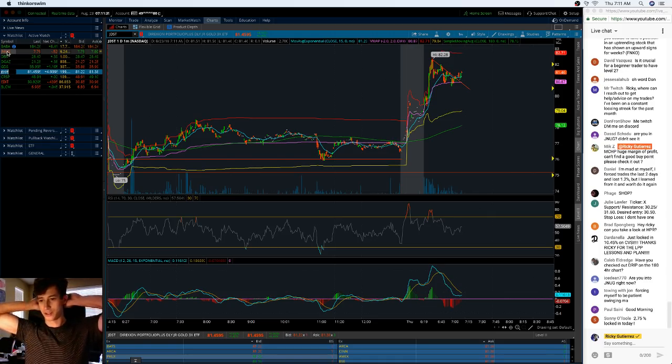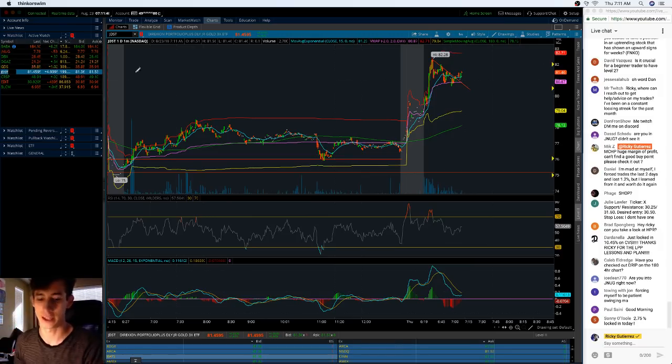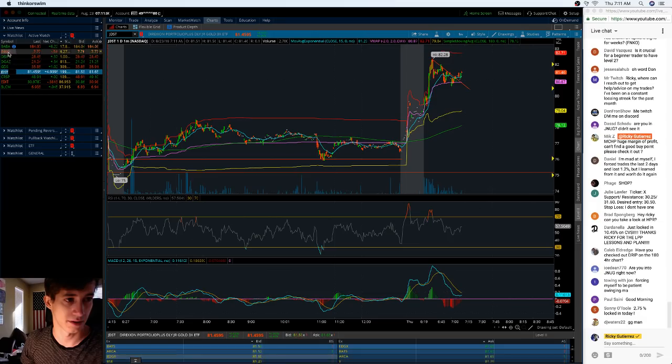Sun is saying locked in 2.75% today. Super happy to hear that. Yeah, it's actually picking up much quicker than I expected. Oh, there it goes.